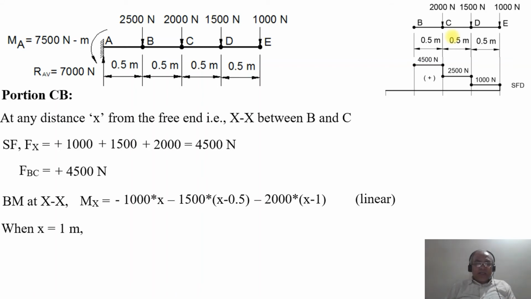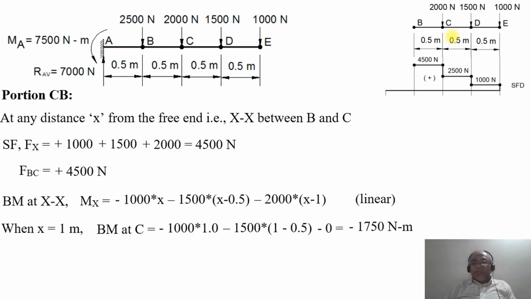Substitute the value of x as 1, which is BM at C, which will be minus 1000 into 1, minus 1500 into 1 minus 0.5, minus 2000 into 1 minus 1, which becomes 0. So on simplification, you will get it as minus 1750 Newton meter.